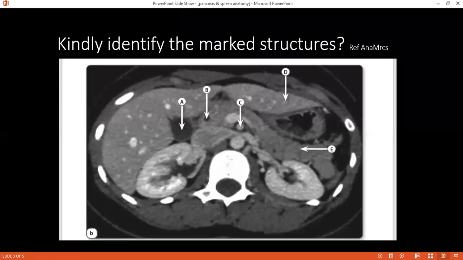B, I'm not sure. C is the superior mesenteric artery. D is the left lobe of liver, and E is the pancreas. Can you identify this organ over here? This is the right kidney.